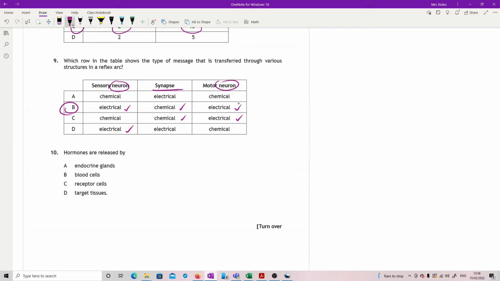Question 10. Hormones are released by, straight gotta know, endocrine glands. Okay, your blood cells don't release them. Your receptor cells, not really a thing. Receptor proteins are on the target tissues.